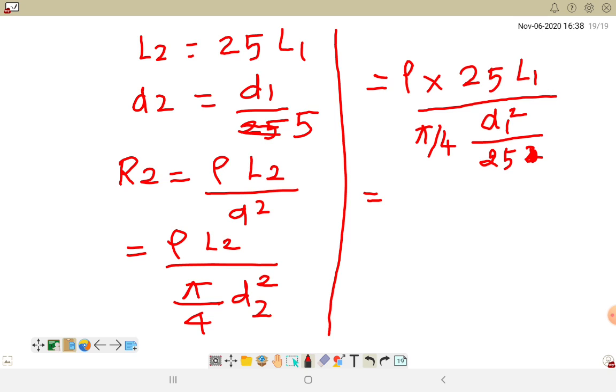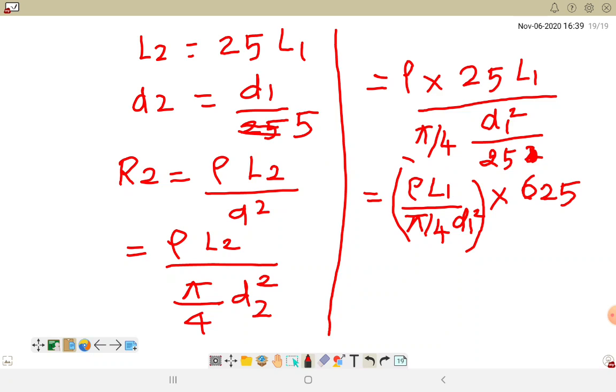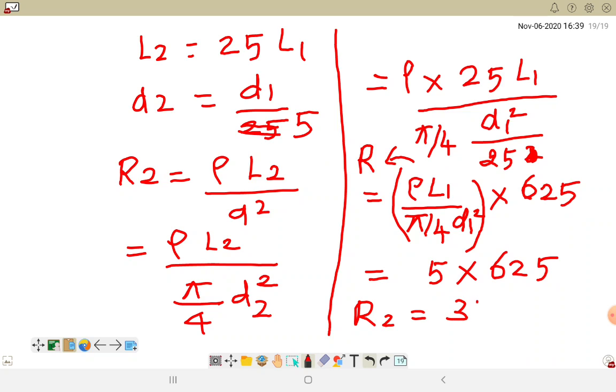D1 by 5 only. Now I have to rewrite this rho into L1 pi by 4 into D1 square into 25 into 25, that is 625. So what is this value? That is the original value of resistance R. The value is given, that is 5. So 5 into 625. So what is the new resistance R2? 3125 ohm. That is the new resistance R2. That's all.